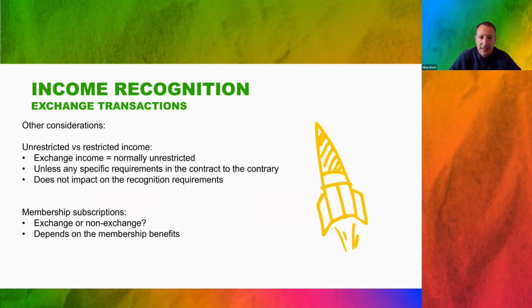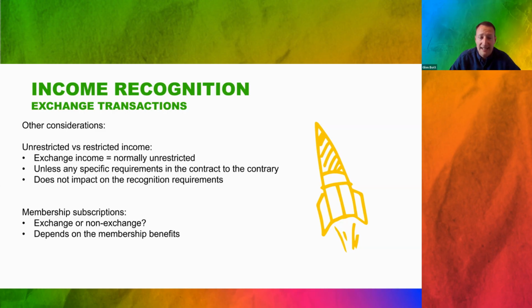A few other considerations around exchange transactions. Where there's unrestricted versus restricted income, the SORP says that generally exchange transactions would be unrestricted income. This is because you're being paid to provide a particular service, and restricted income comes in from trust law. In order for something to be restricted, it has to be given by somebody, typically as a gift or as a grant, not expecting something in return, but saying it can only be used for a particular purpose. Exchange transactions are under a contract rather than by trust law. So the restriction term doesn't really apply to exchange transactions.